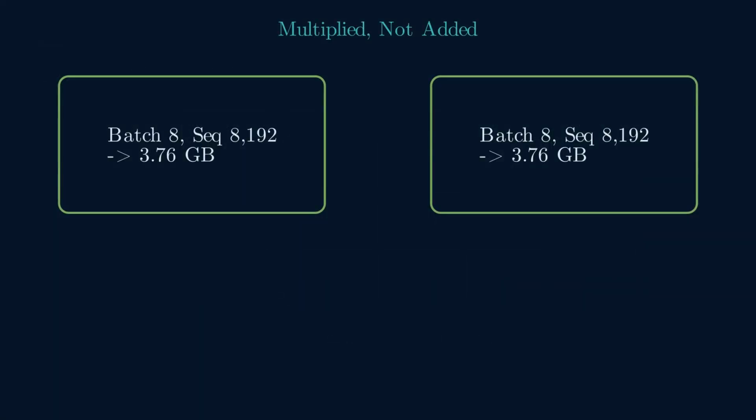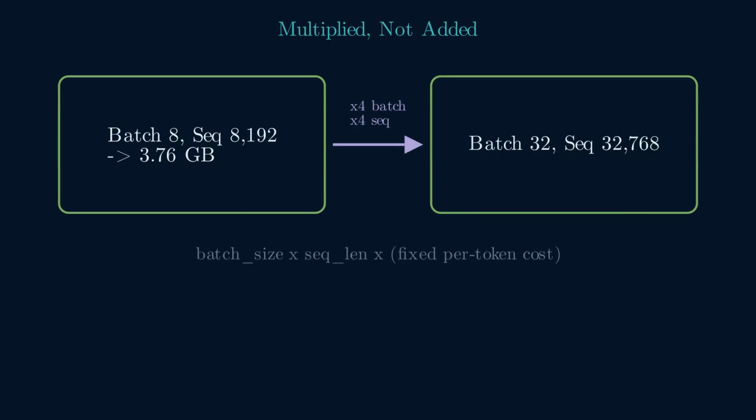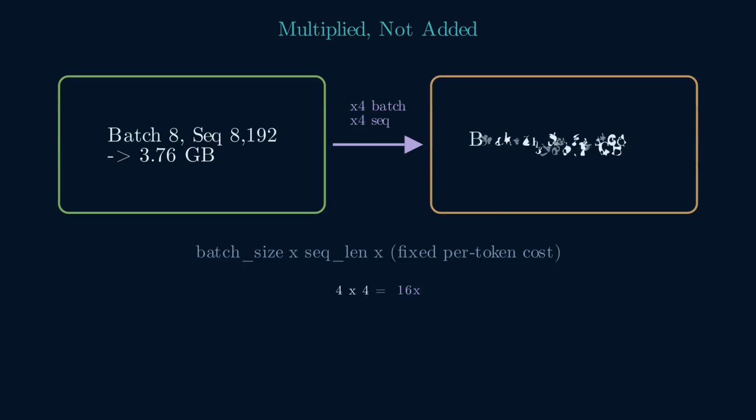And this is where intuition breaks. Batch 8 at 8,000 tokens is 3.76 gigabytes, nowhere near a crash. Grow both by 4, 32 requests, 32,000 tokens. 4 times 4 is 16. 60.13 gigabytes. Two climbing things multiplied, not added.